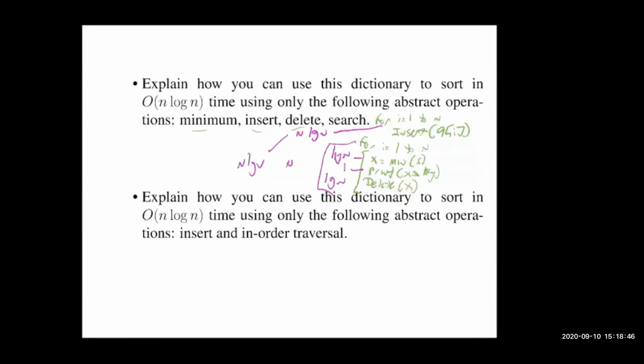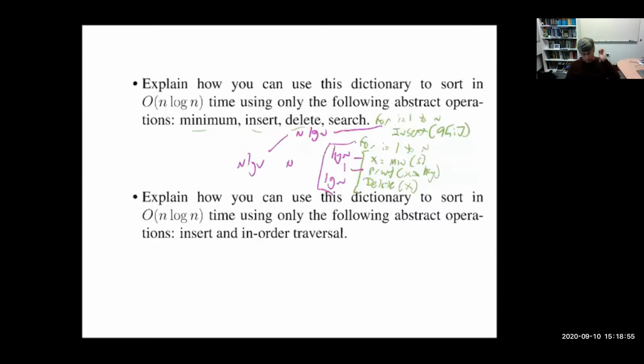I have a question, Professor. Yes. So given that we're given a pointer to the element x, why can't delete be O(1)? Why can't delete be O(1)?